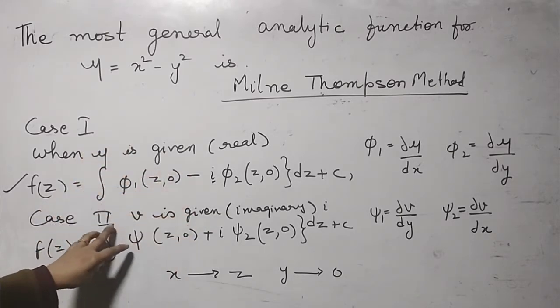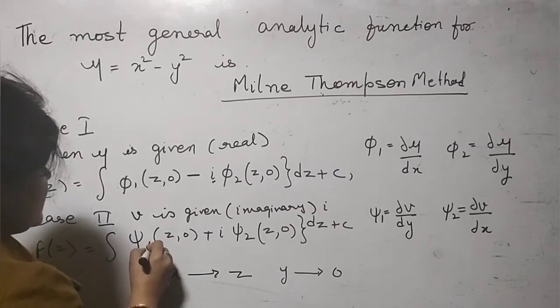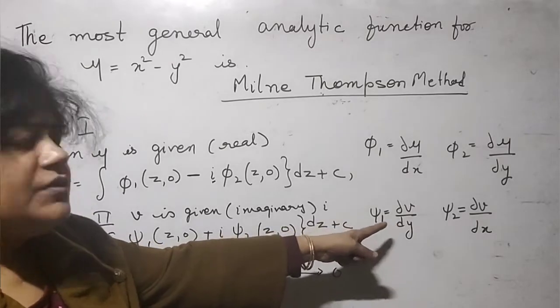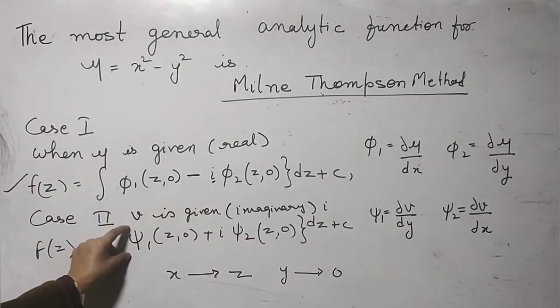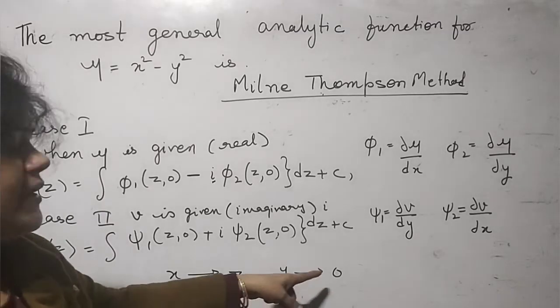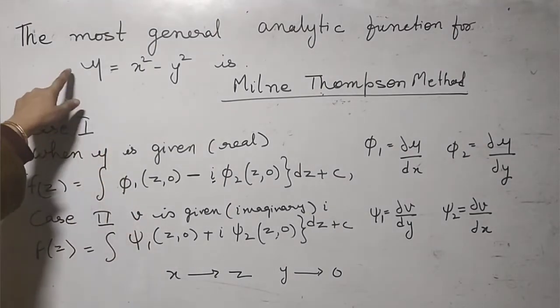Now when v, that is the imaginary part, is given, we use psi1(z,0) and i psi2(z,0), where psi1 and psi2 are given as this. After putting these values in the equation, we exchange x with z, and y tends to 0. Now I'm going to explain this application on this equation.